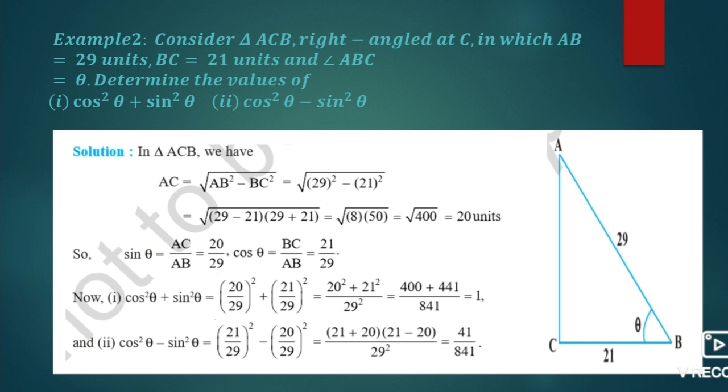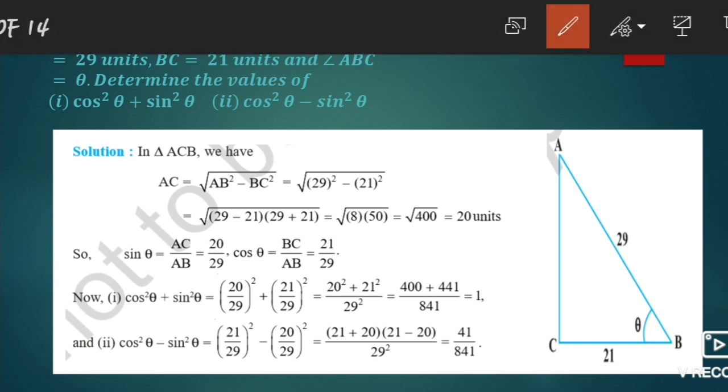Now next one, consider the triangle ACB, right angle at the angle C, in which AB is 29, BC is 21 unit, and angle ABC is equal to theta. Determine the value of cos square theta plus sin square theta and cos square theta minus sin square theta. So as you can see, the value of cos theta and sin theta is not given. So first of all I have to find the value of sin theta and cos theta.